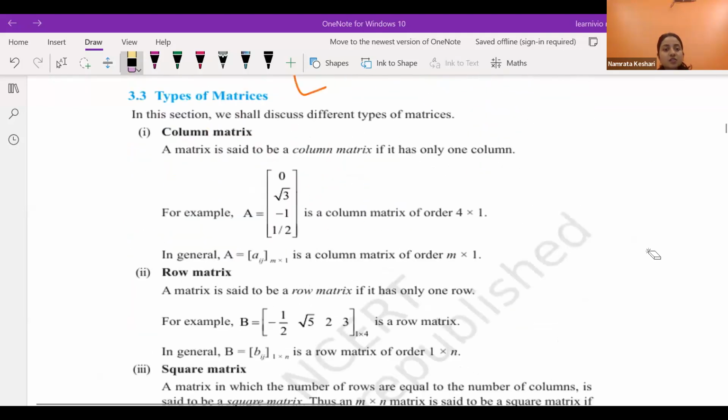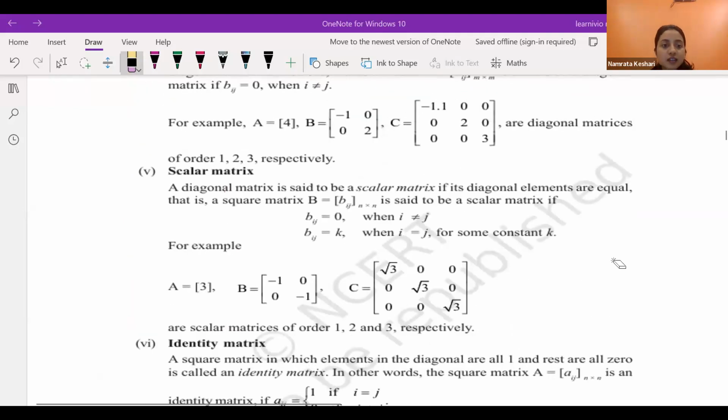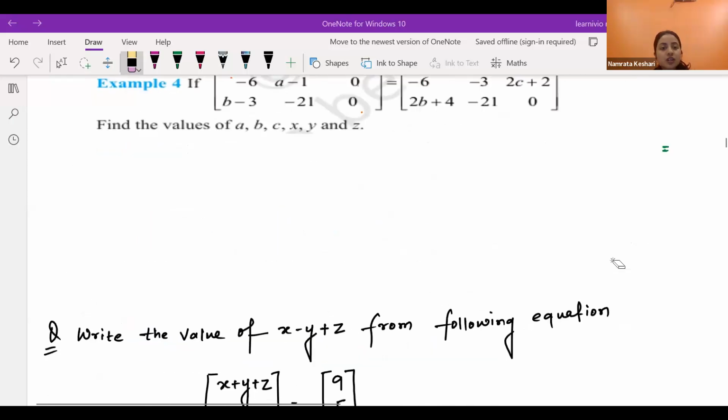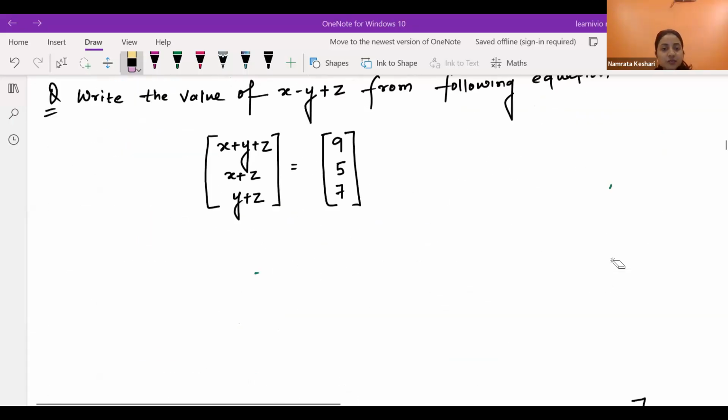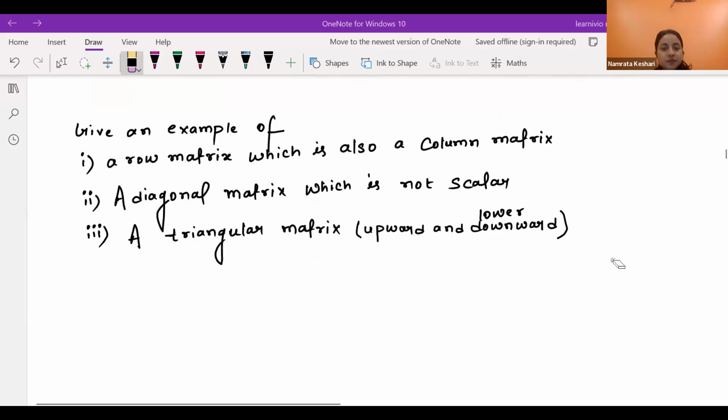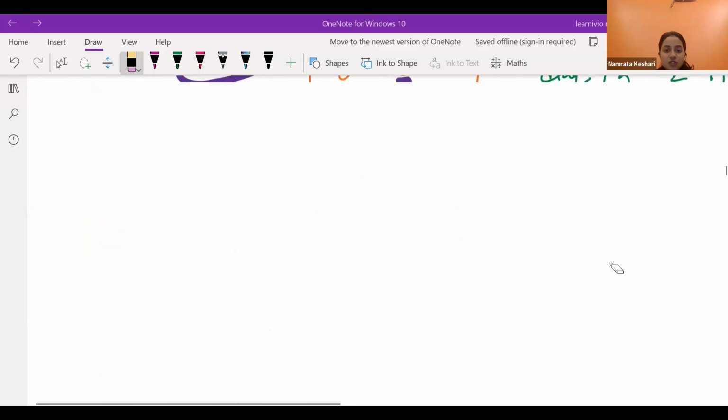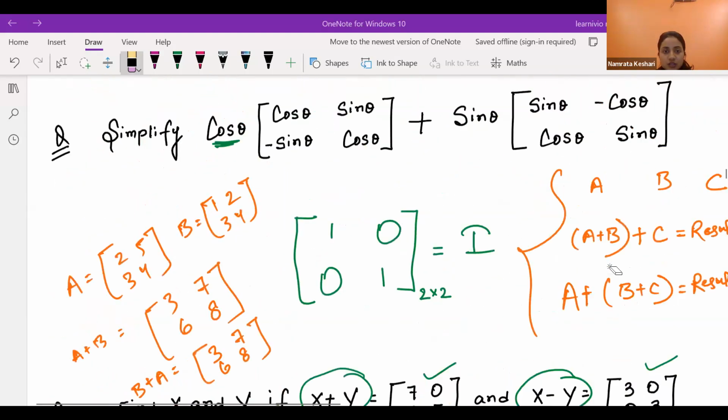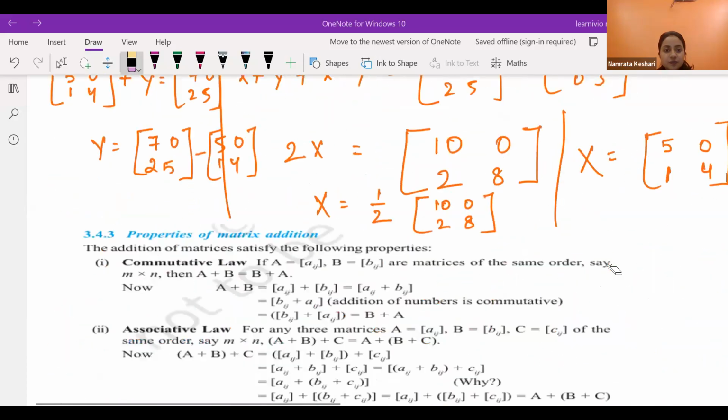So the types, that is column matrix, row matrix, diagonal, scalar, identity, zero, null, everything is clear to you, right? Yes. Okay. So just a moment. Let's take one question and let's do it together.